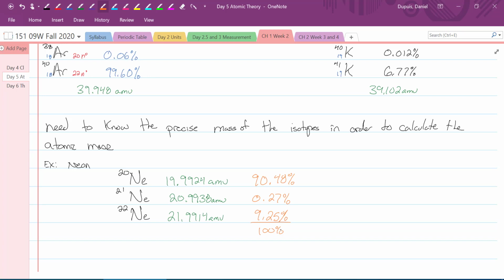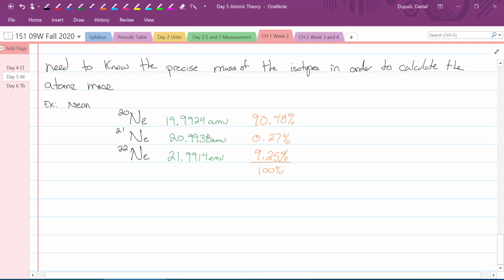All right, so how do we do this? The weighted average, because we don't just add them up and divide by 3. What we do is take mass times percent, mass times percent, mass times percent, and add those up. But you have to remove the percent sign. So this becomes 0.9048, this becomes 0.0027, and 0.0925. That's their numbers without the percent sign. You divided by 100 there.